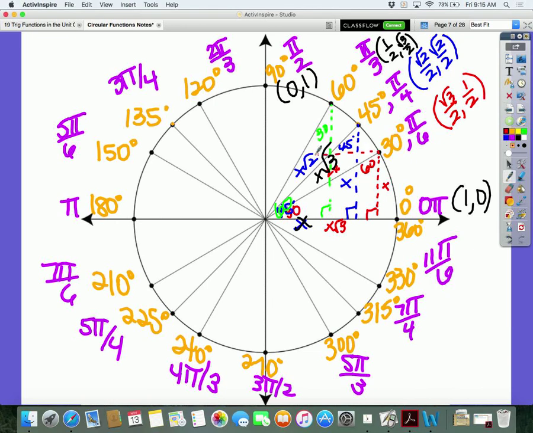And its counterpart of 150 have the same ordered pair, except 150 degrees is in the second quadrant. In the second quadrant, the x value is negative. So that means it is still going to be square root of 3 over 2 and 1/2, but the x value is going to be negative. That's one way to help you remember it.